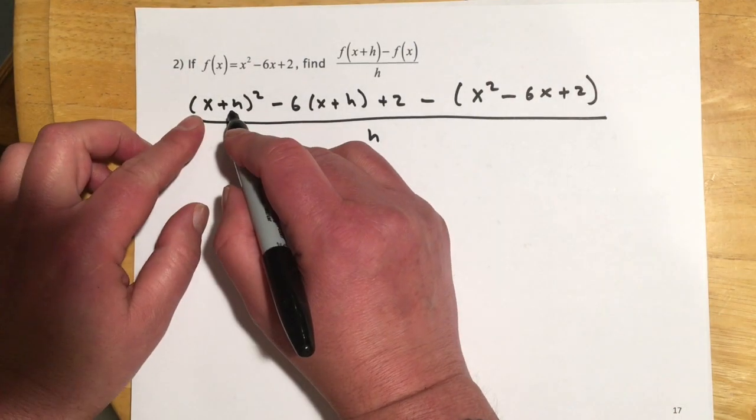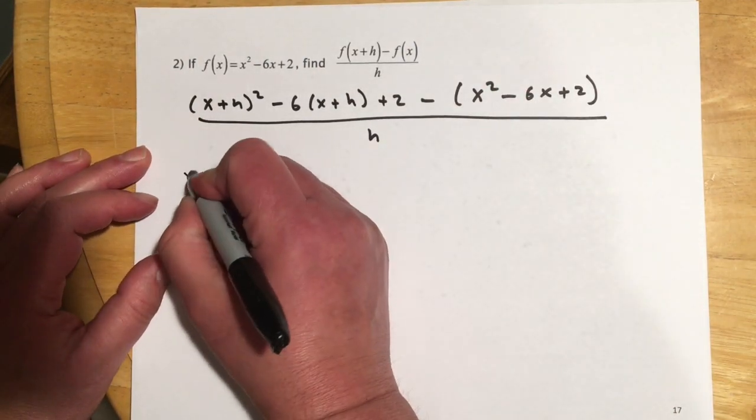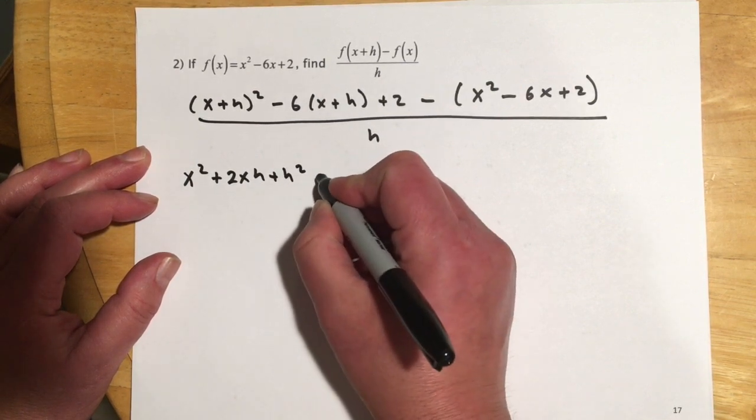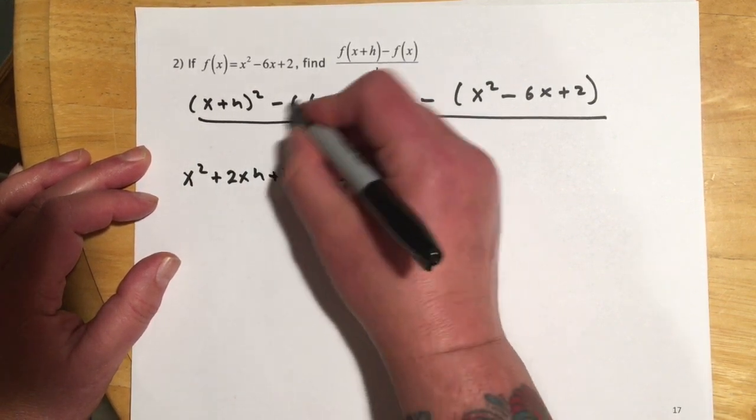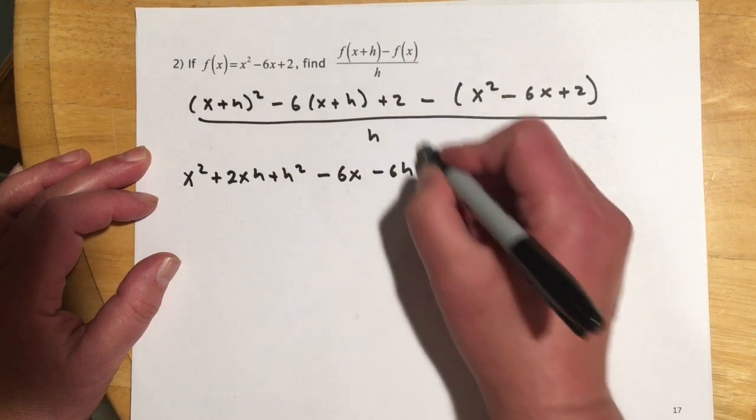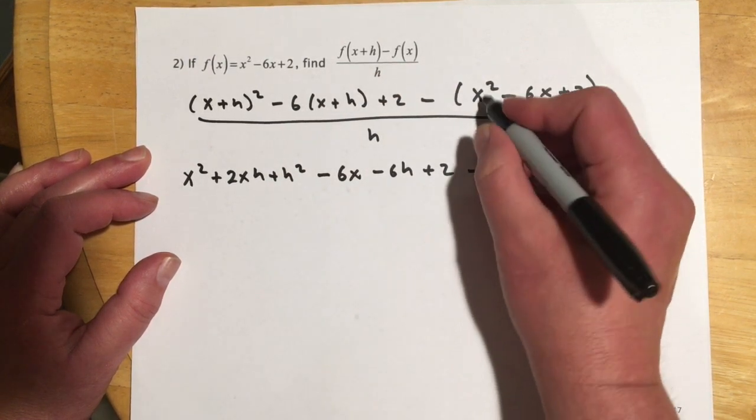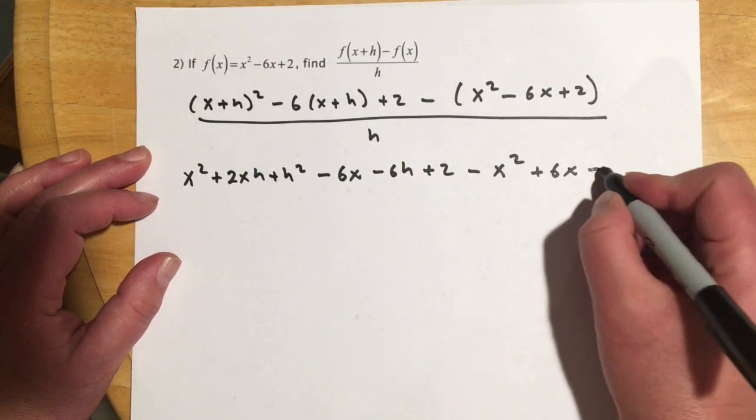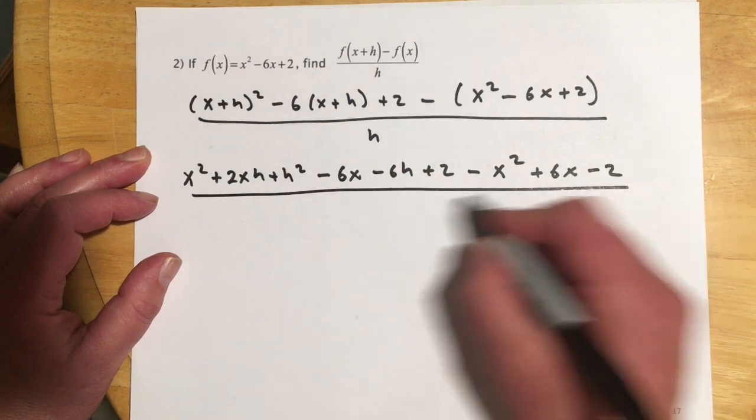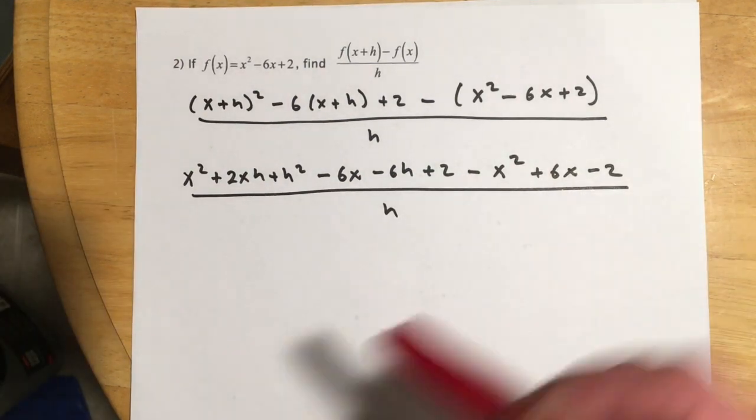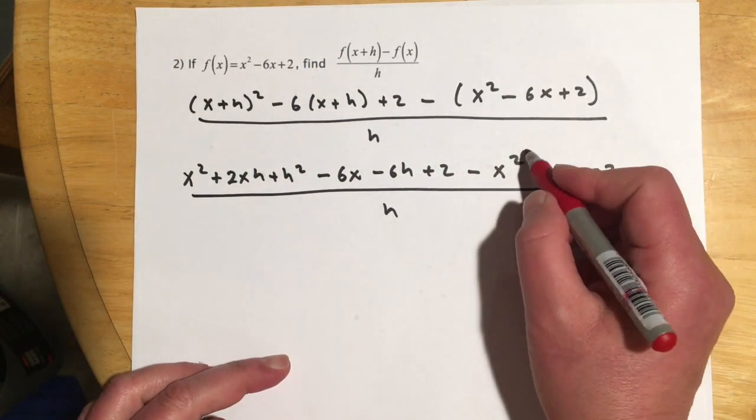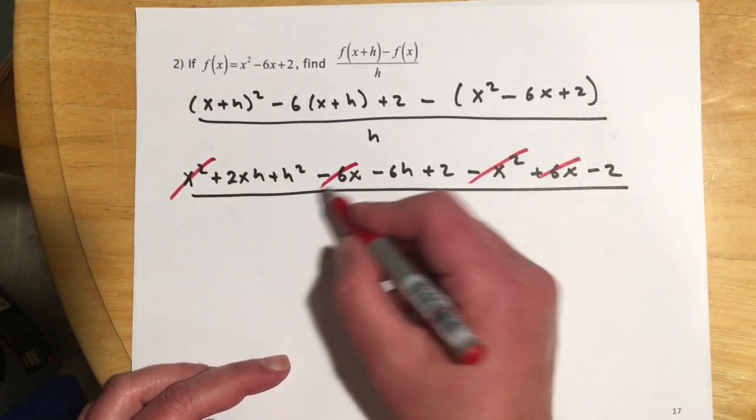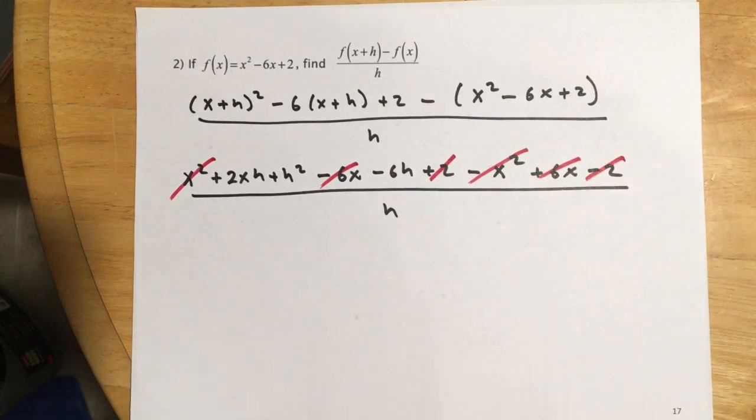And then remember, we expand this part out by FOIL, and that's going to come out to x squared plus 2xh plus h squared. And then minus 6x minus 6h plus 2 minus x squared plus 6x, and then minus 2, all over h. And if we did it right, everything that was in the parentheses should cancel. So minus x squared plus 6x minus 6x minus 2 plus 2.